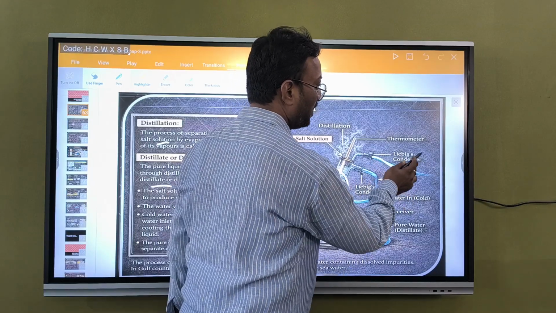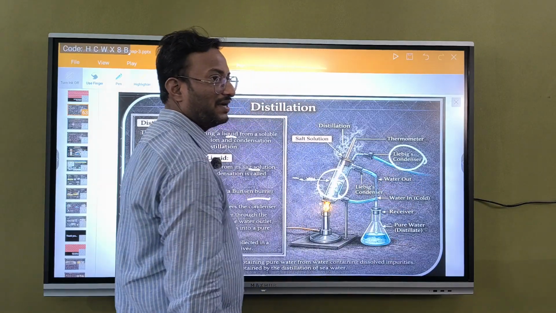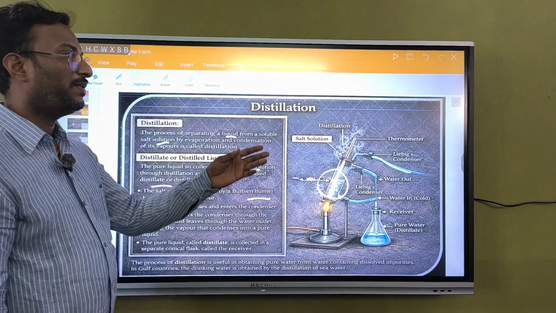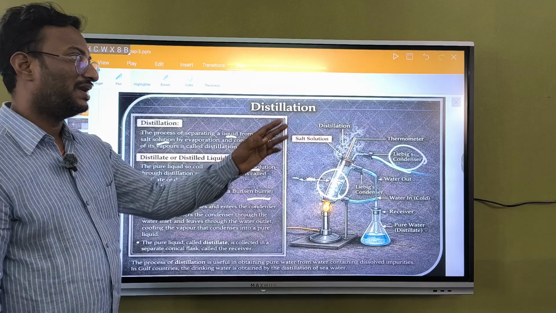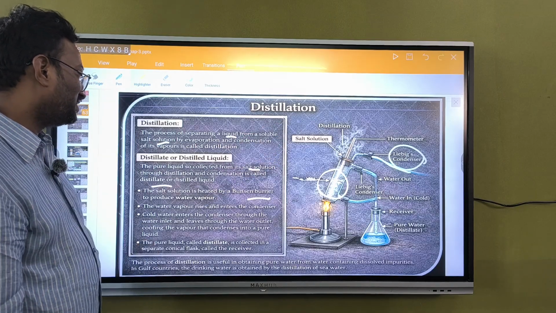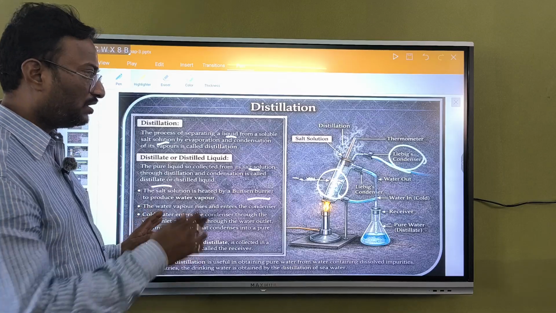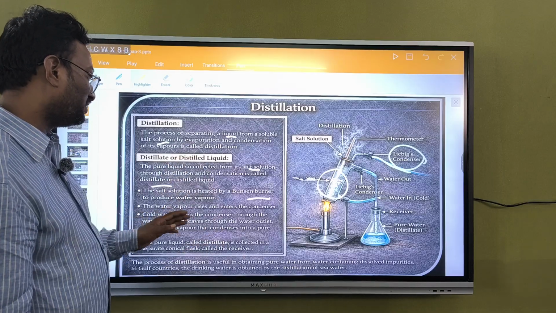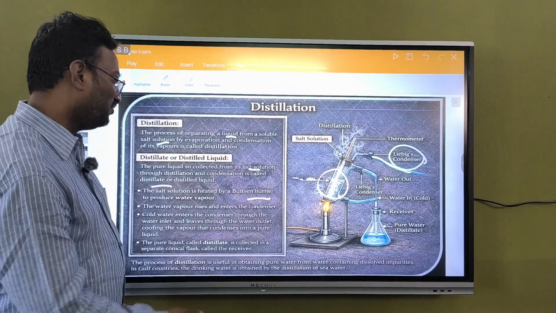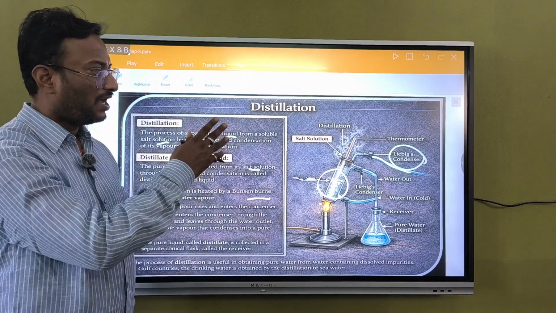This condenser we call Liebig's condenser. Liebig was one of the scientists, and with his name this condenser has been developed. The water vapor rises and enters the condenser, and through the condenser, cold water enters through the water inlet and leaves through the water outlet.